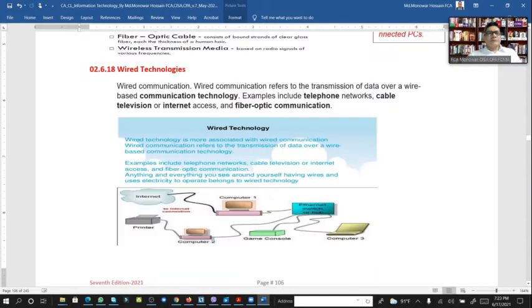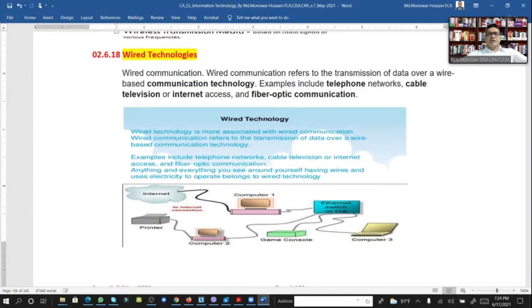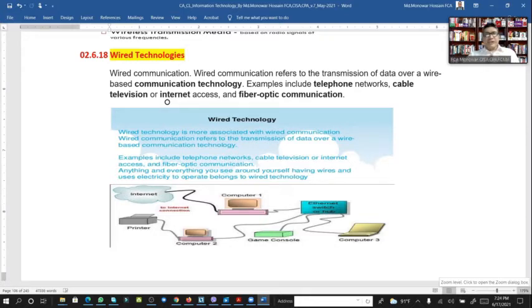Wire technology, or wire communication, refers to the transmission of data over a wire-based communication technology. Here we are using our internet, sometimes our telephone network, that means landline phone, and cable television through the cable. Wired technology is more associated with wired communication, which refers to the transmission of data over a wire-based communication technology.